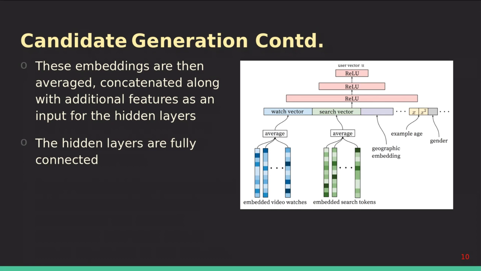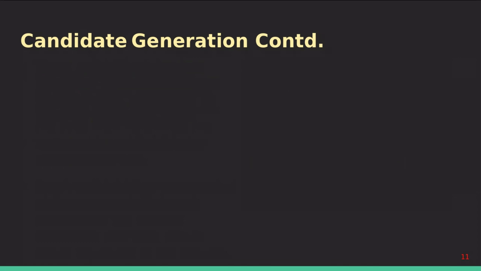Any questions? No. Okay, so the three ReLU layers are a fully connected network: 1024, 512, and 256. It goes through three fully connected layers of ReLUs, and then the output is passed on either for training or serving, which we're going to see next.